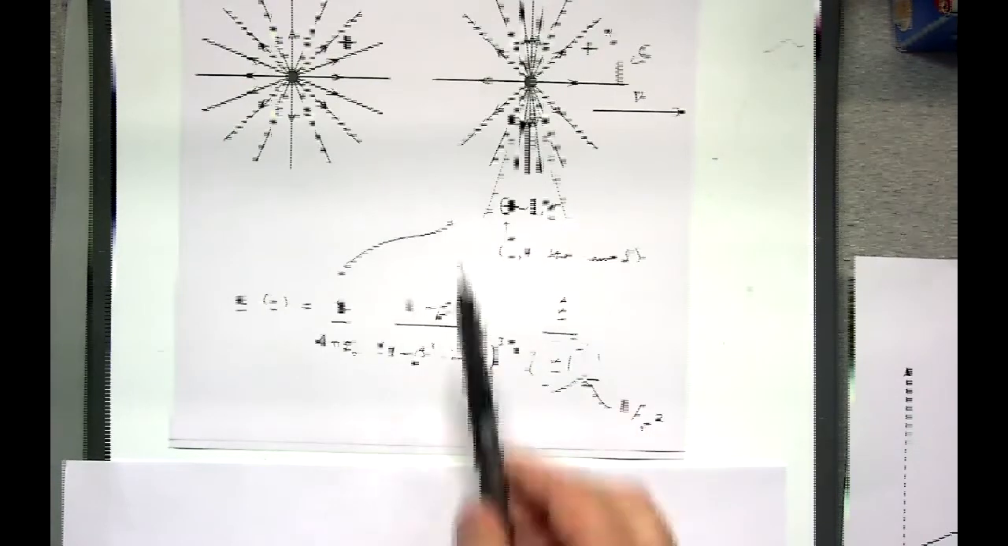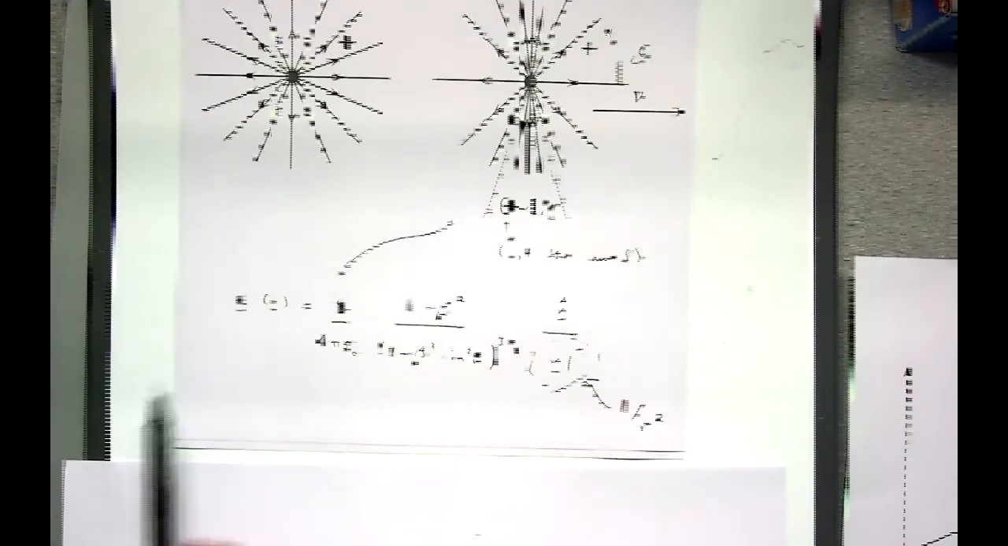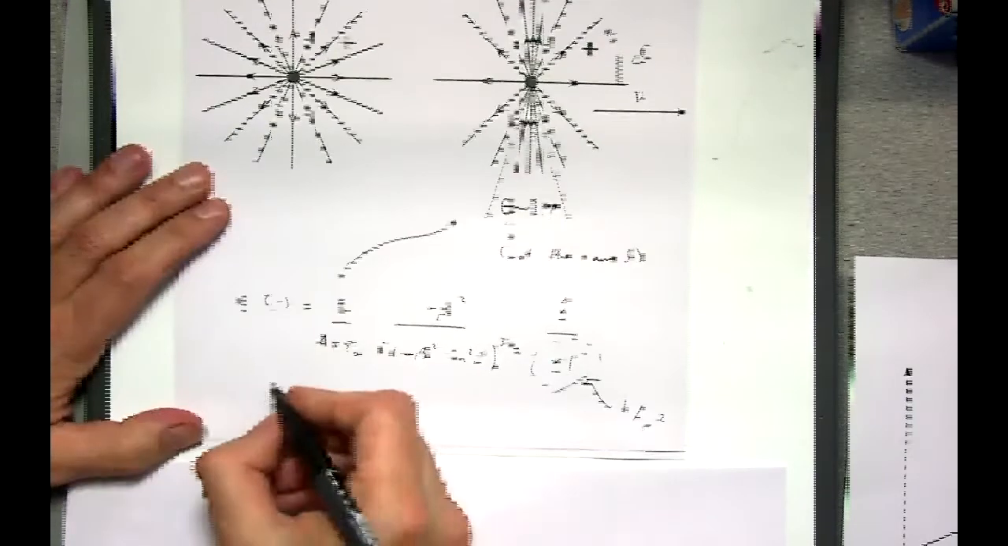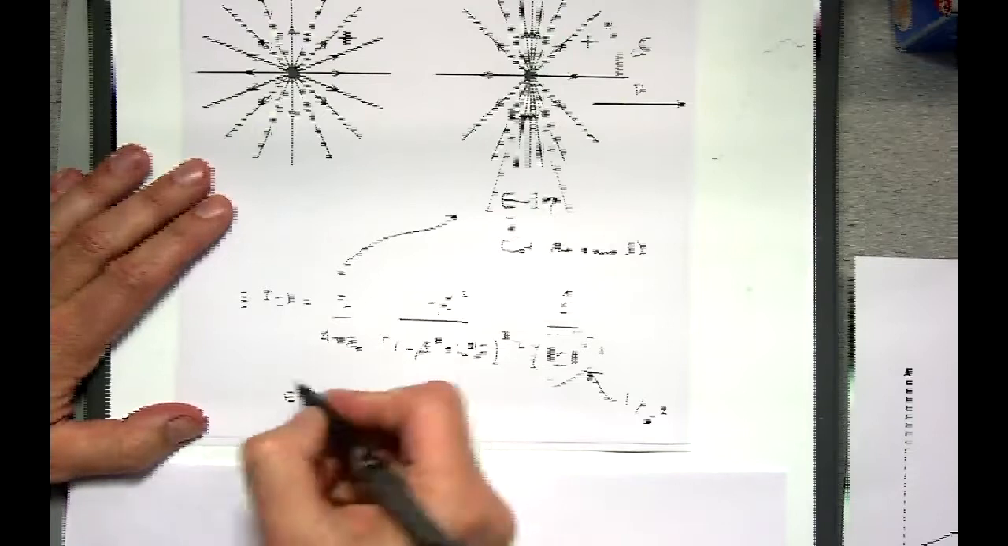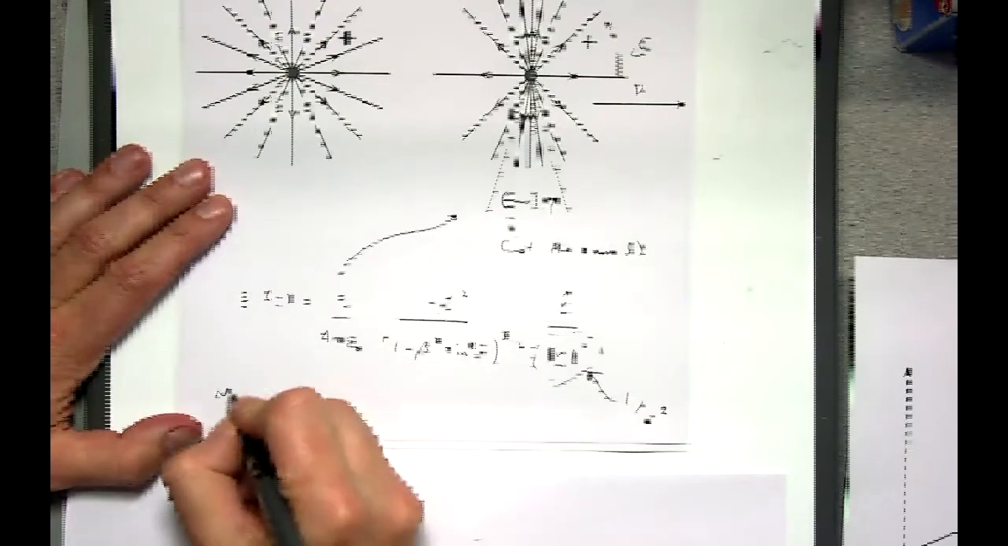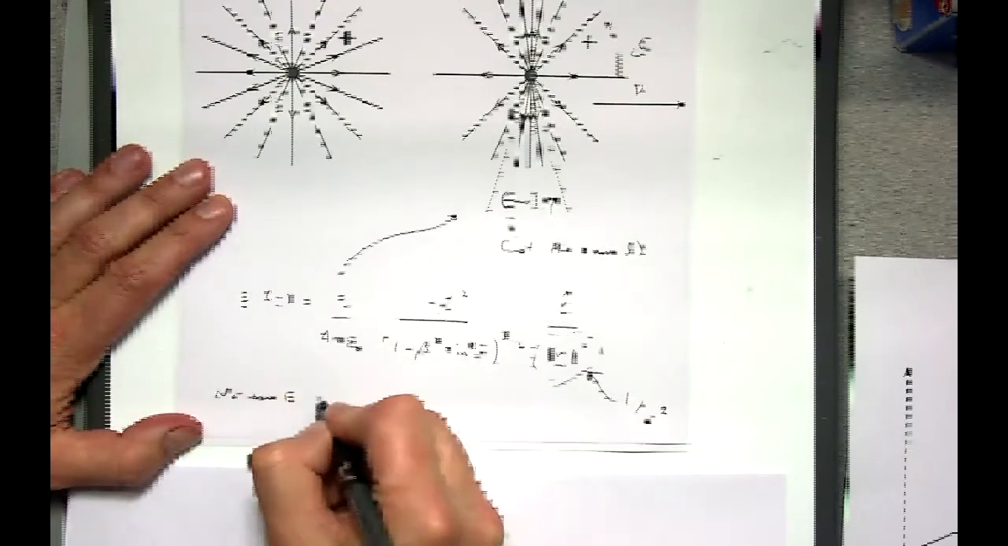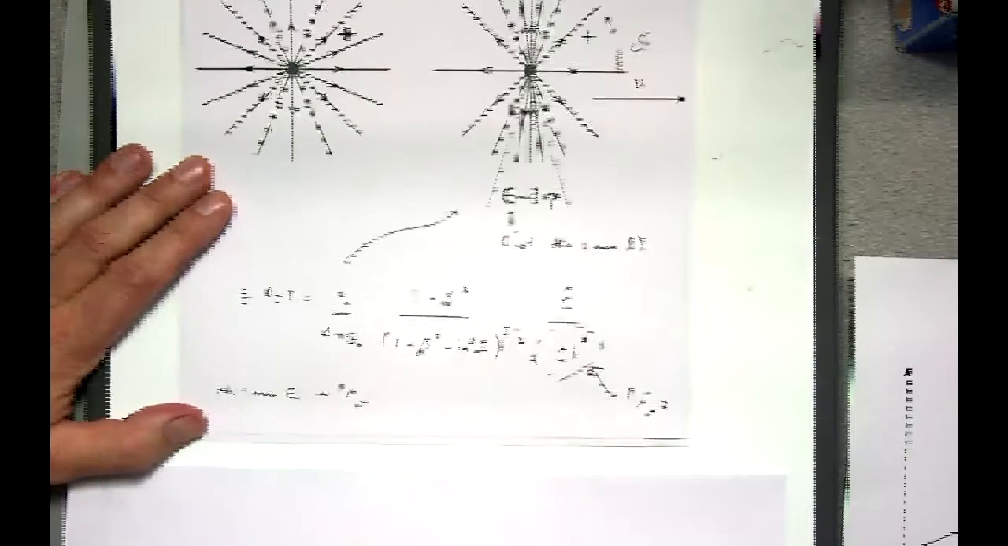So a uniformly moving charge has an electric field which falls as 1 over r squared. It also has a magnetic field now, doesn't it? And you can show that the magnetic field also falls as 1 over r squared. But again, it is not true that the electric field has a 1 over r component.